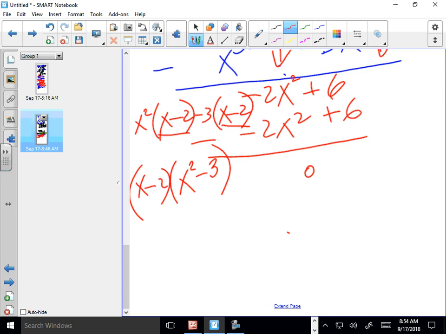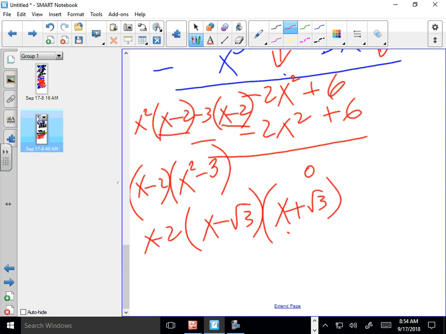3 is something squared? Sure. It's x minus root 3 times x plus root 3 times x minus 2. And so my preference is still to do factoring first, but in tonight's homework, they're going to be explicitly asking you to do a lot of long and synthetic division.